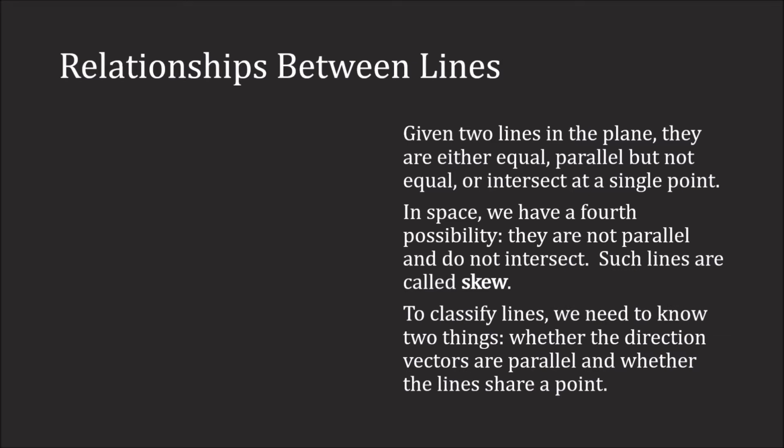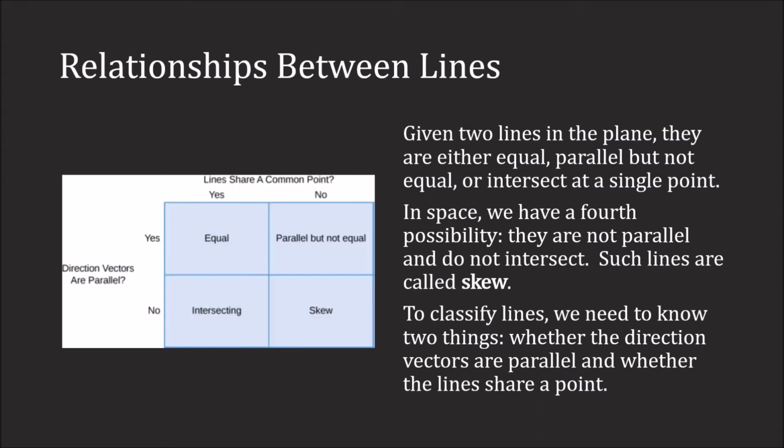To classify lines, we need to know 2 things: whether the direction vectors are parallel, and whether the lines share a point. This graphic summarizes the 4 possibilities. So if the direction vectors are parallel and the lines share a common point, the 2 lines are the same line. If the direction vectors are parallel, but they do not share a common point, then the 2 lines are parallel, but not equal.